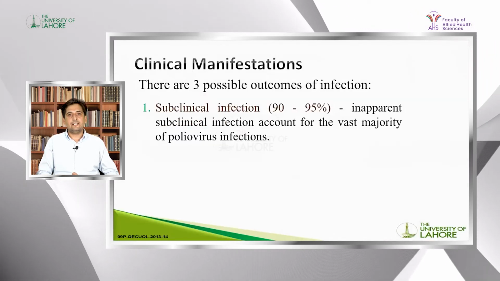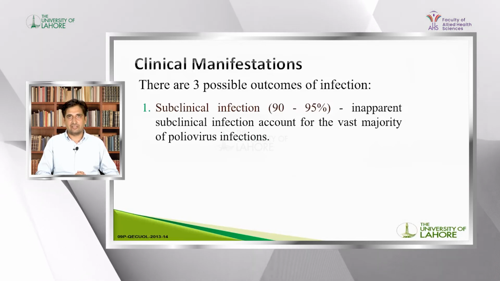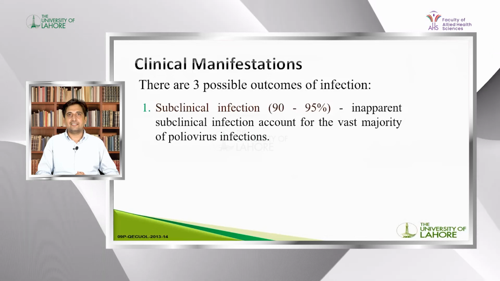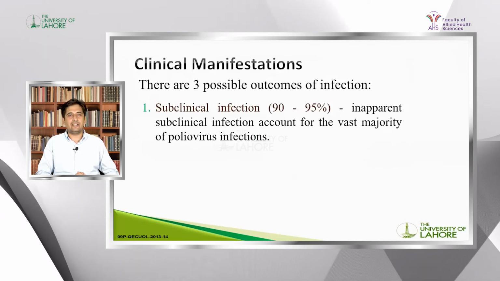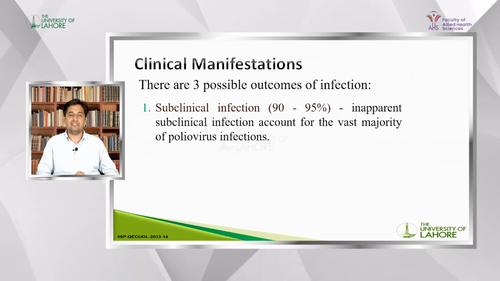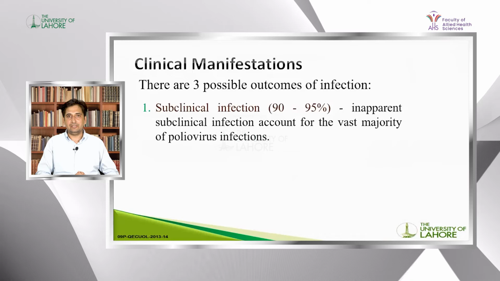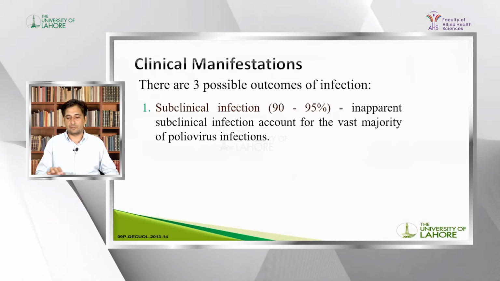Talking about the clinical manifestation of the poliovirus, there are 3 possible outcomes of the infection. First one is subclinical infection, that is 90 to 95%. Inapparent subclinical infection accounts for the vast majority of poliovirus infection. That means in 90 to 95% of the infected people, the poliovirus remains asymptomatic. They do not show any symptom of the virus.